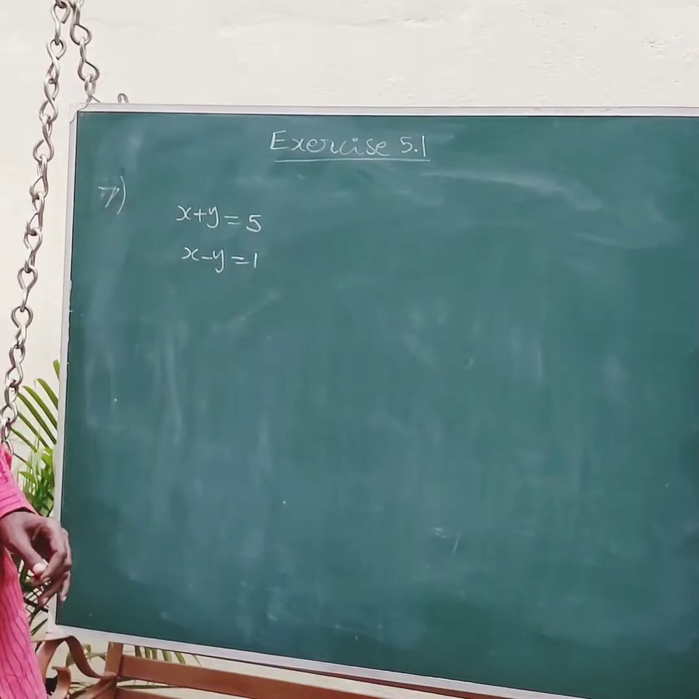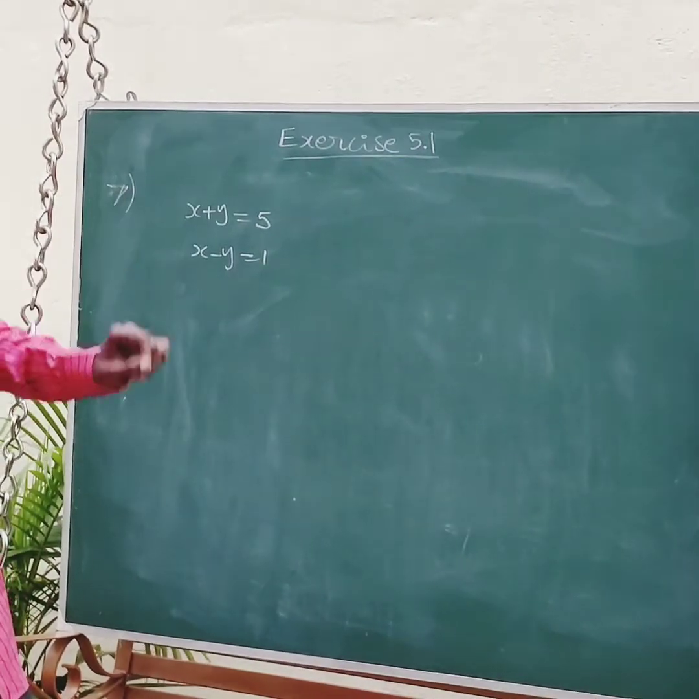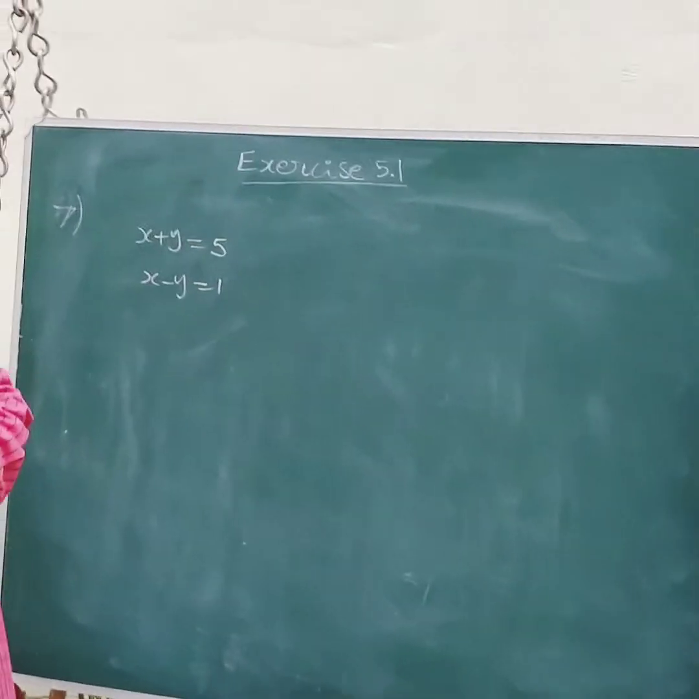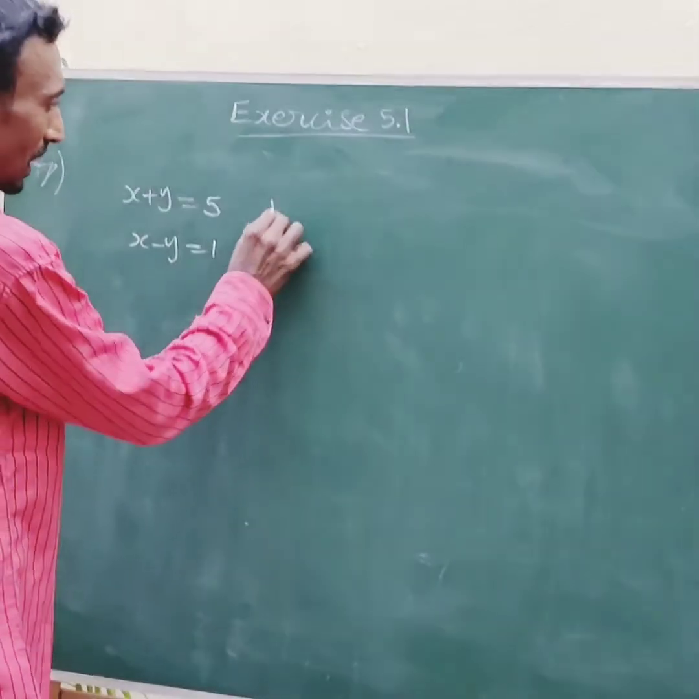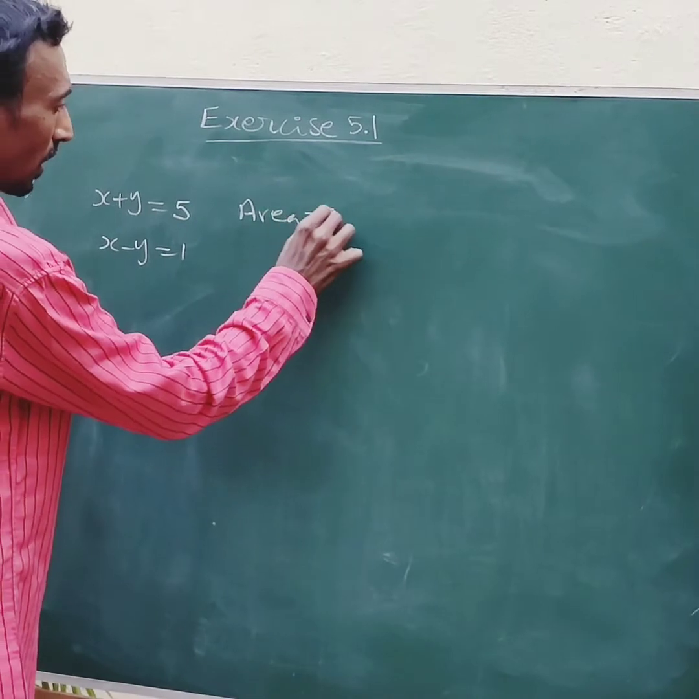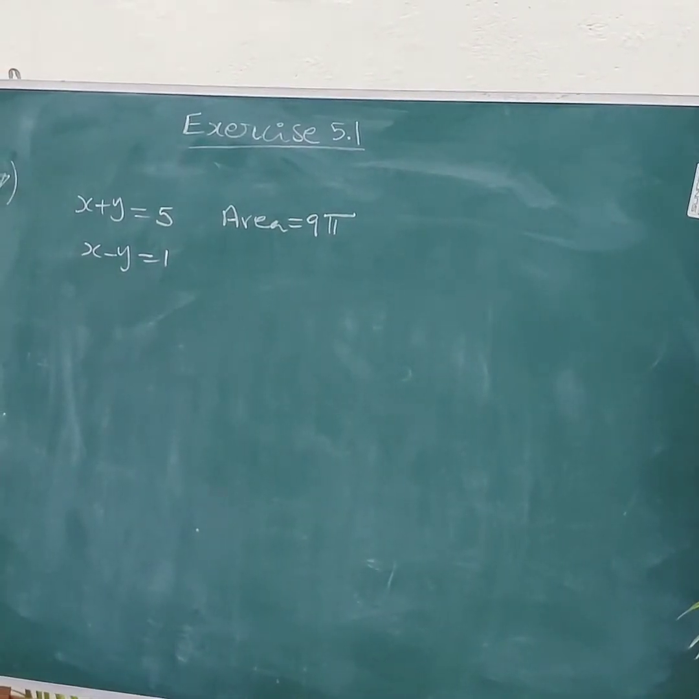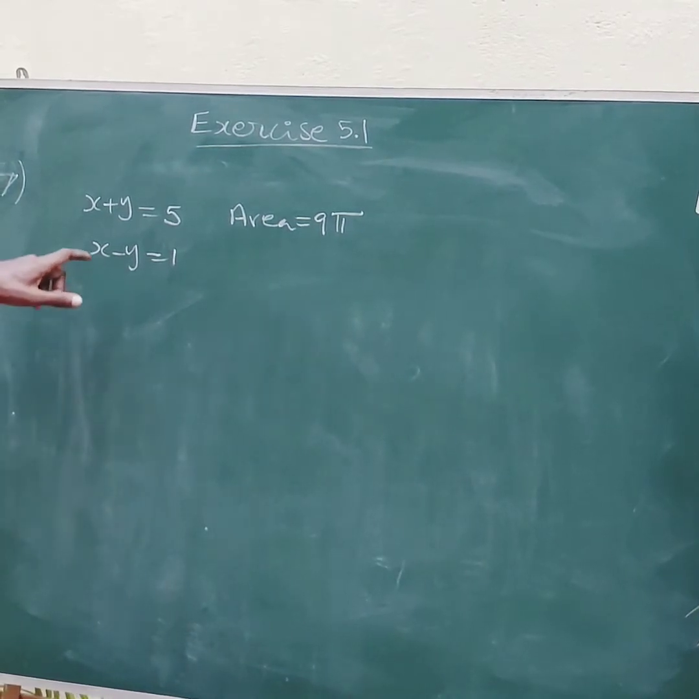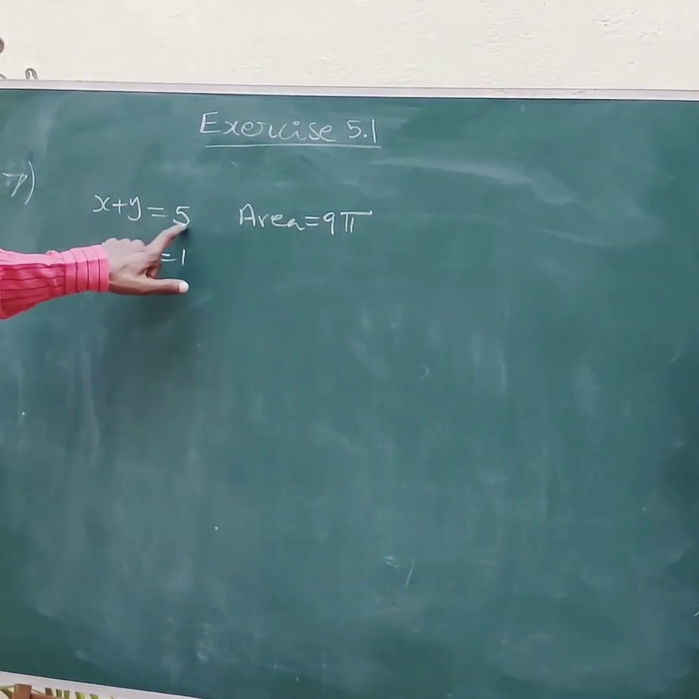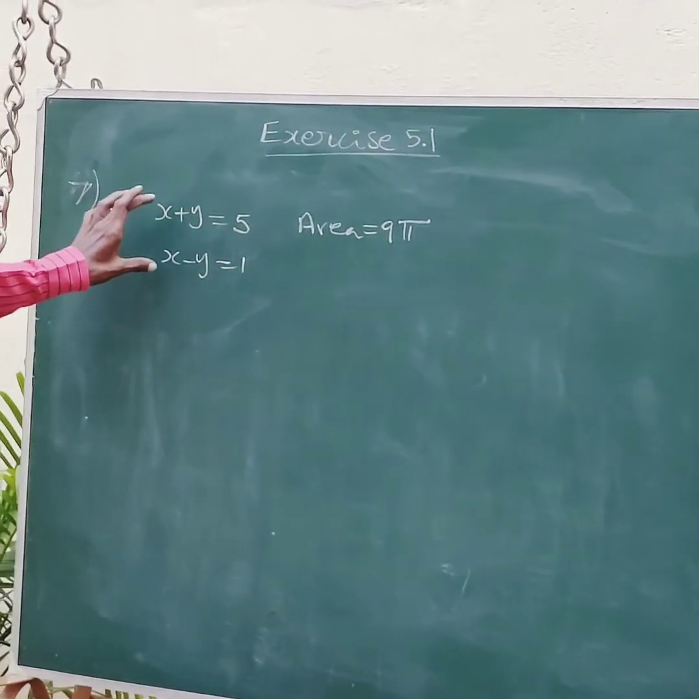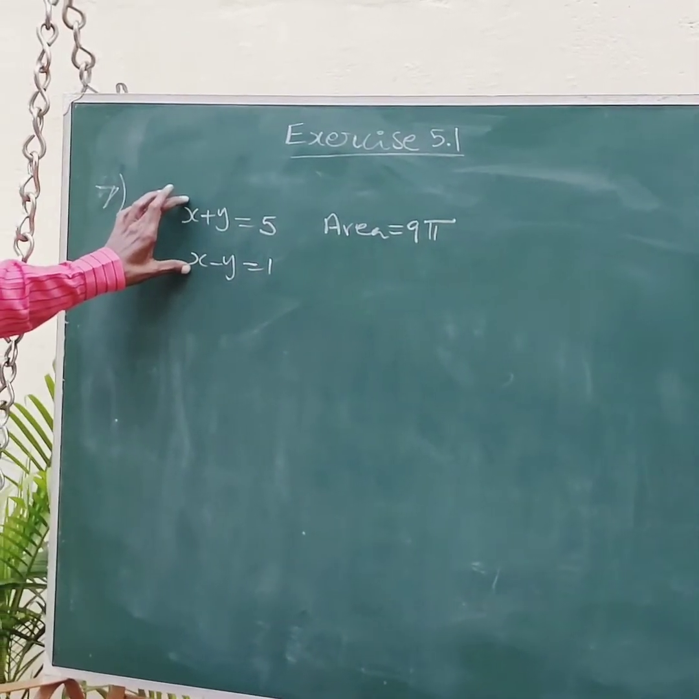Students, now we are going to solve question number 7. A circle has an area of 9 pi square units, and two of its diameters are along the straight lines x plus y equal to 5 and x minus y equal to 1.